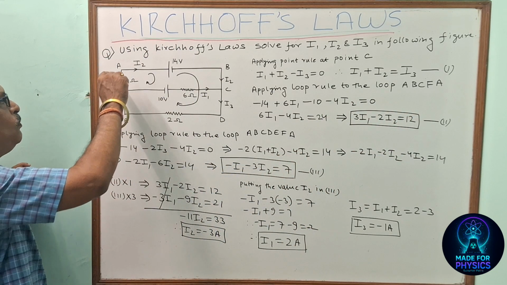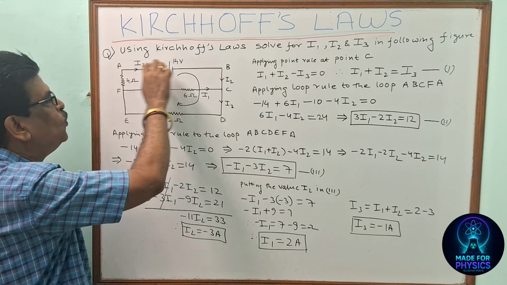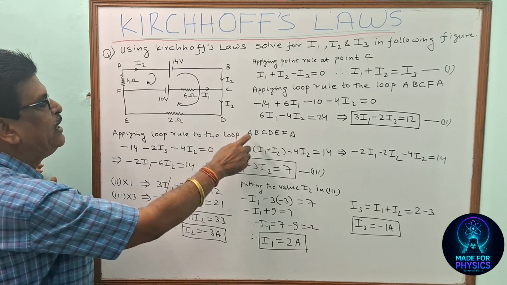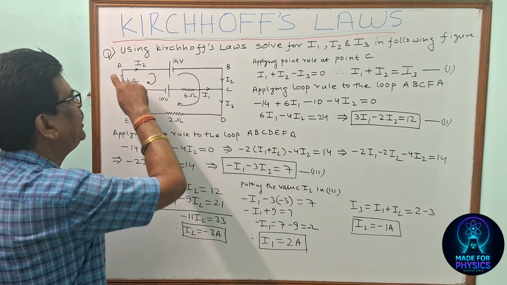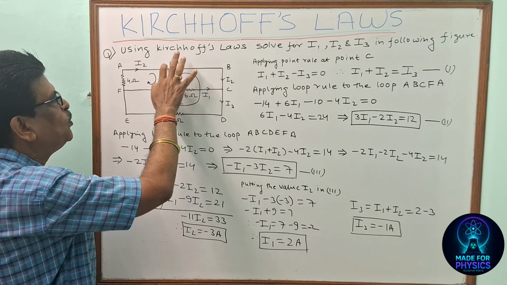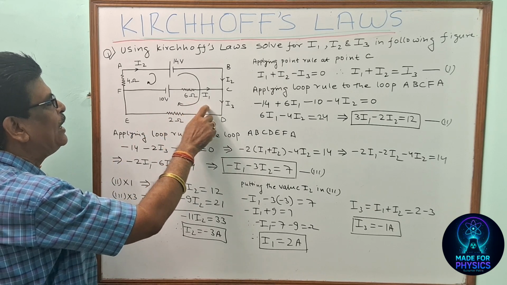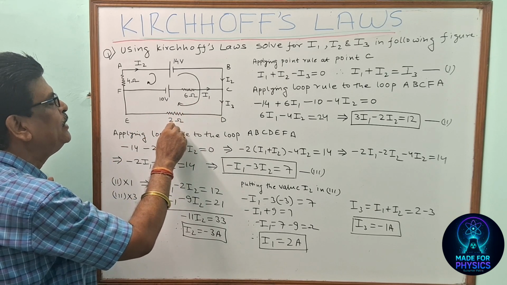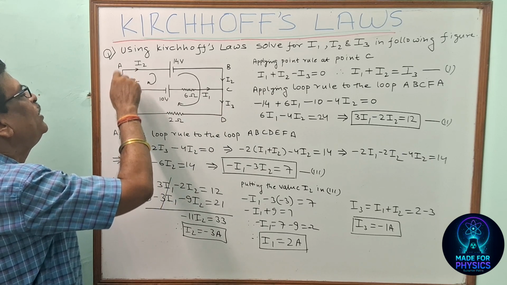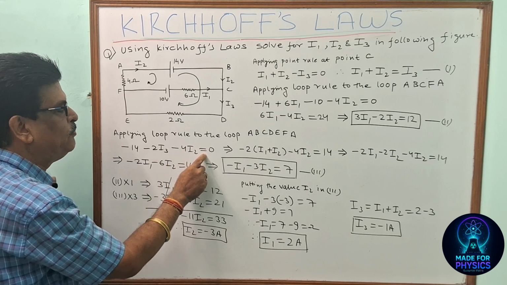Next, I take the big loop. A, B, C, D, E, F, A. The whole loop I consider. So see, A, B, C, D, E, F, A. This loop. So first of all, you are moving along this direction from positive to negative. Therefore, minus 14. Here you are moving along the direction of the current. So minus 2I3. Then you come to this, again you are moving along the direction of the current, so minus 4I2 is equal to 0.